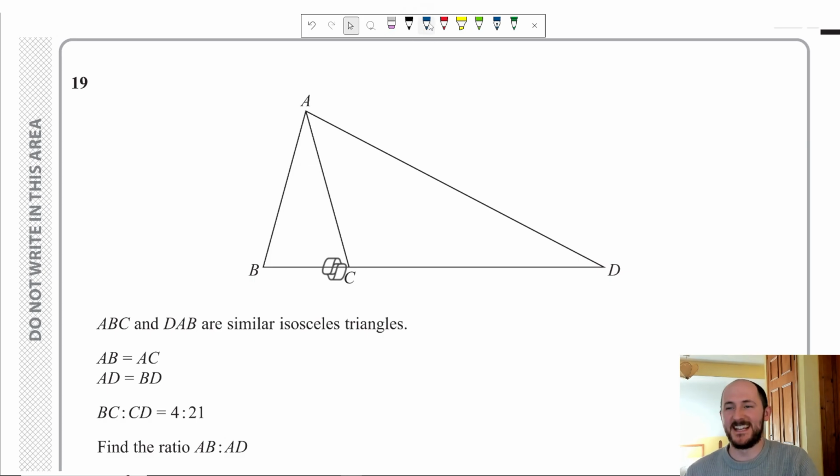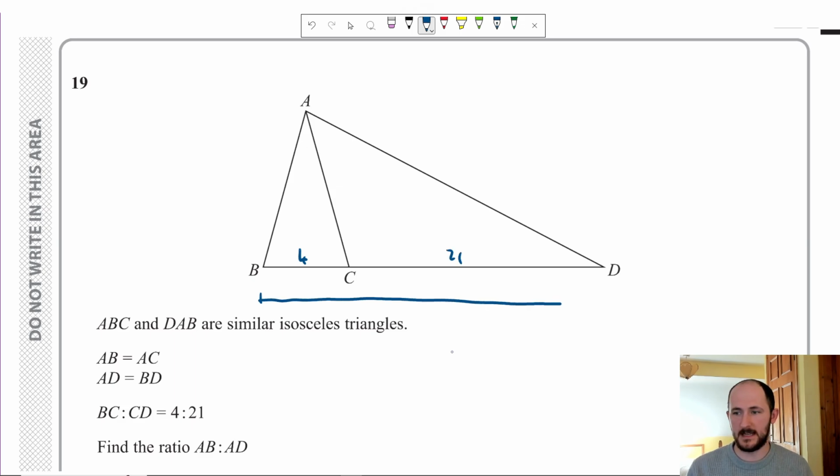This question's fun. So we have ABC, and so this small triangle here and DAB are 2 similar isosceles triangles. They give us the ratio of BC to CD is 4 to 21. So we have 4, 21, which means the entire length BD is 25. Find the ratio of AB to AD. So we need to work out the sides AD and AB.